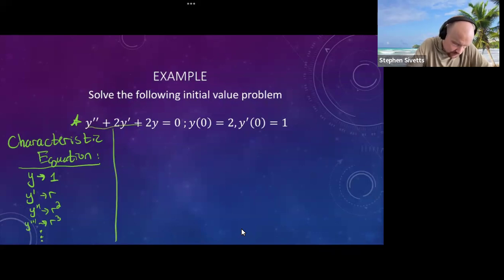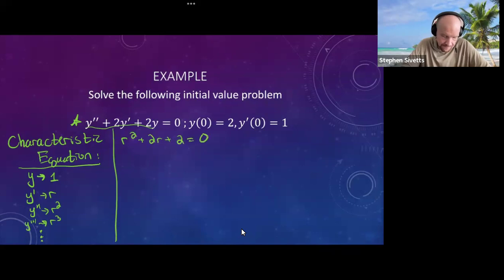So in this example, the differential equation will become r squared plus 2r plus 2 is 0. Hopefully that made sense. Now, since 2 is a prime number, there is no way to figure out a sum that equals 2 by using 1 and 2 as its factors. So we're going to use the quadratic formula, but that's all right.